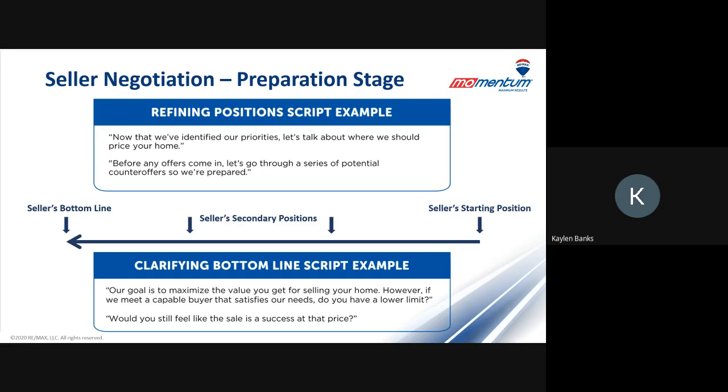After you've refined your position with something similar, you're going to clarify that bottom line again, much like the buy side. Another script you could consider is, our goal is to maximize the value you get for selling your home. However, if we meet a compatible buyer that satisfies your needs, do you have a lower limit? Do you have a lower position? What would still make you feel like the sale is a success at that price? Again, we're trying to figure out what their secondary positions are, what's going to make or break them. Those are all really strong questions.